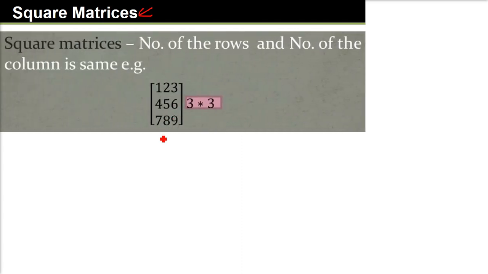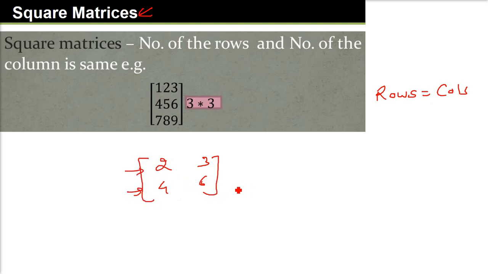Square matrices. See, there are multiple kinds of matrices, and some can be square matrices. So square matrices are those matrices which have the number of rows and columns exactly the same. For example, if I write a matrix like this, how many rows are there? 1, 2, 2 rows. How many columns? 1, 2. So you see 2 cross 2. The row is equal to the column, so we call it a square matrix.